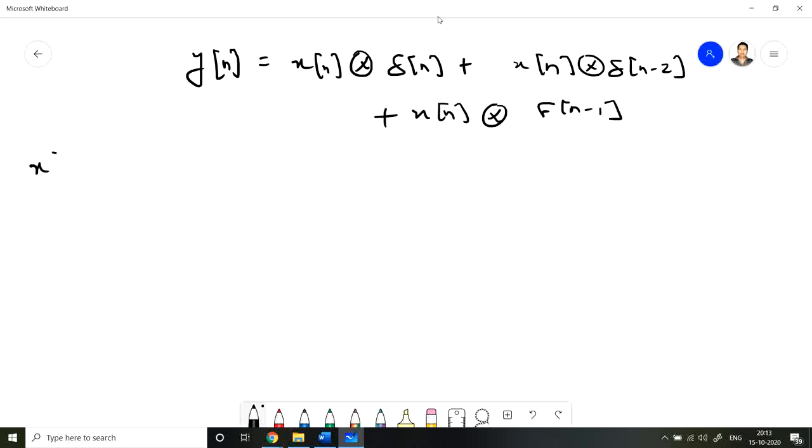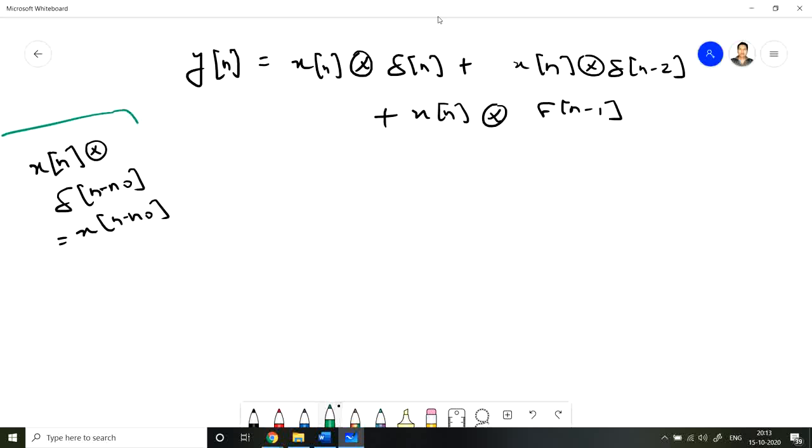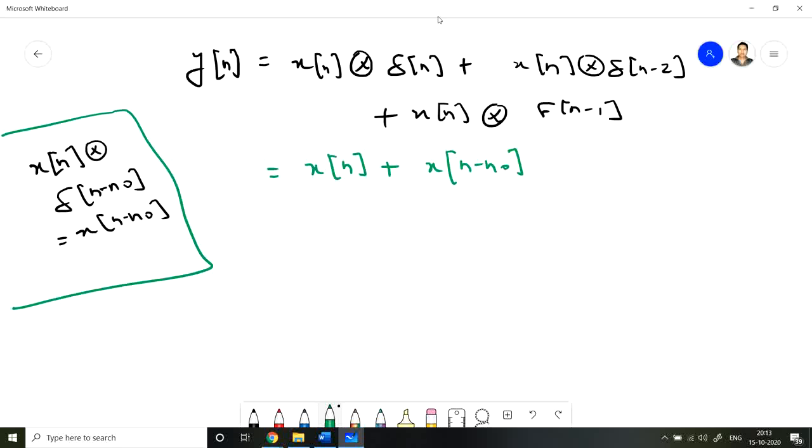Now we can apply the property that if we have xn convolution with del n minus n naught, which is basically the delay, it is equal to xn minus n naught. So we can apply this property, and we can write it as xn plus xn minus 2 plus xn minus 1, where n naught is 2 here.